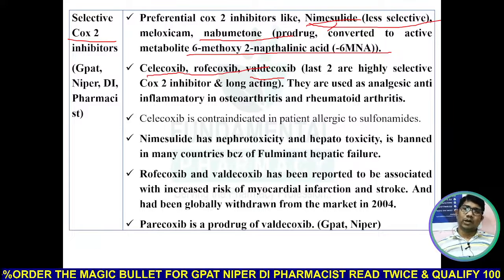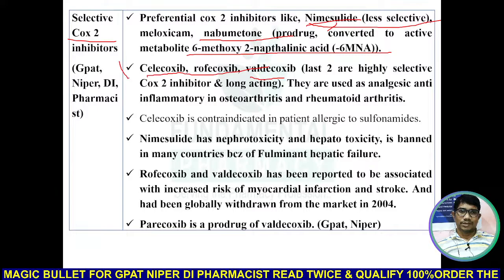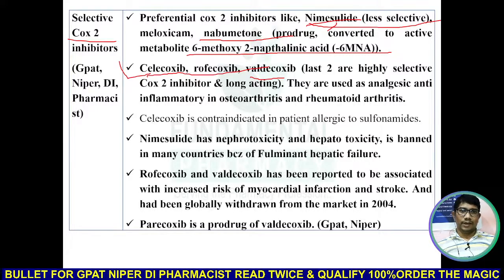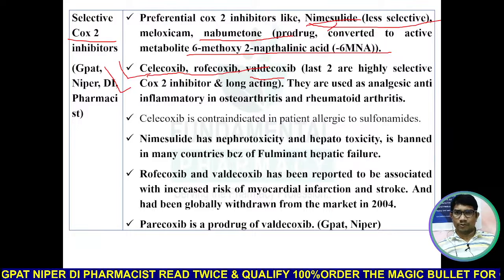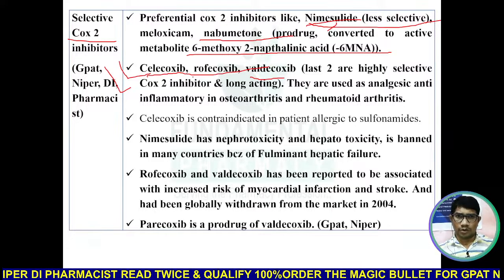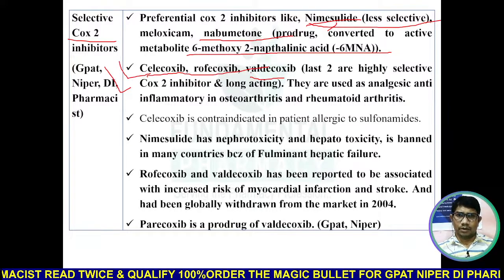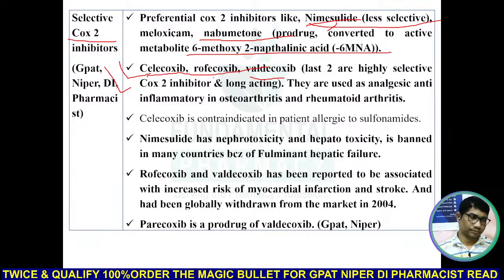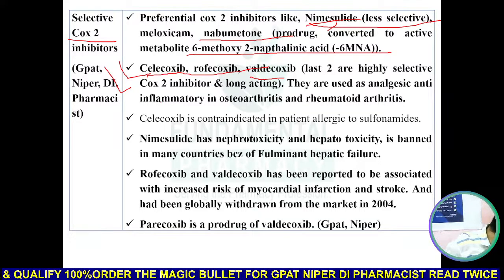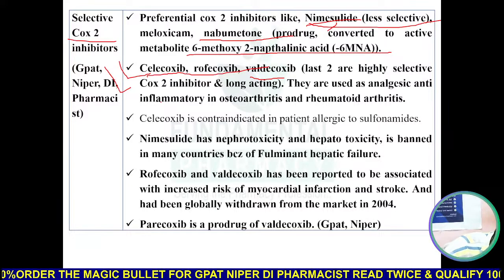Why? Because these selective COX-2 inhibitors have an adverse effect: they adversely affect your cardiovascular system. For example, rofecoxib and valdecoxib, these two drugs are known as longer acting COX-2 inhibitors.